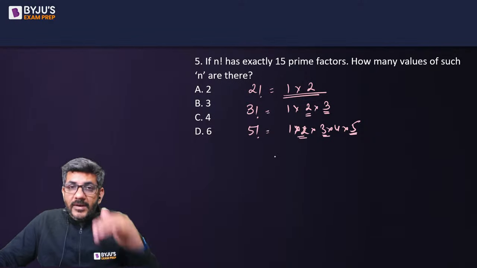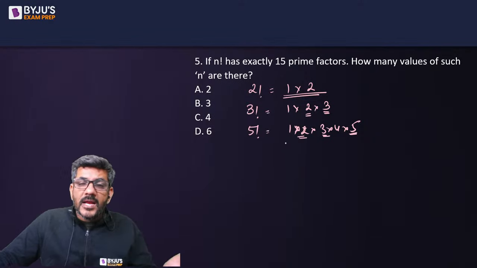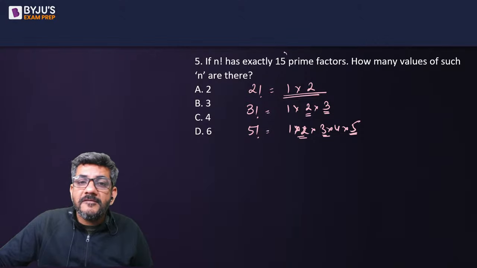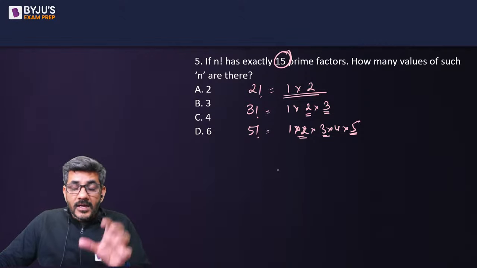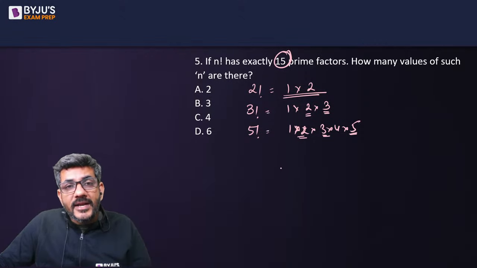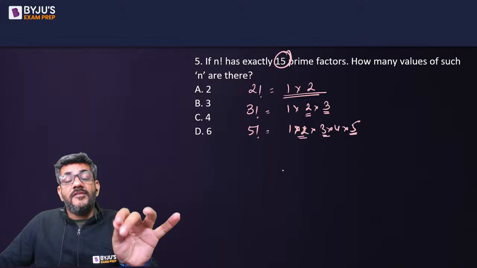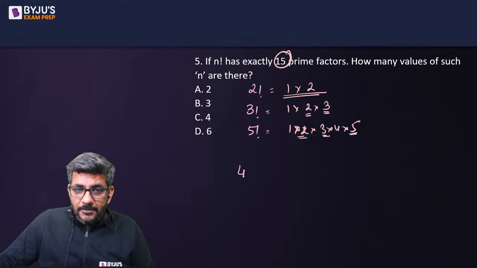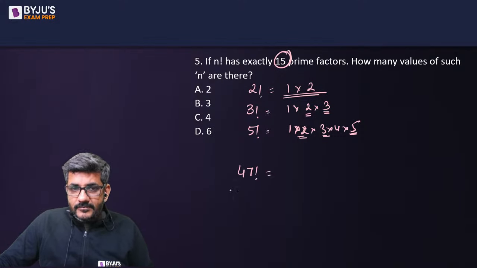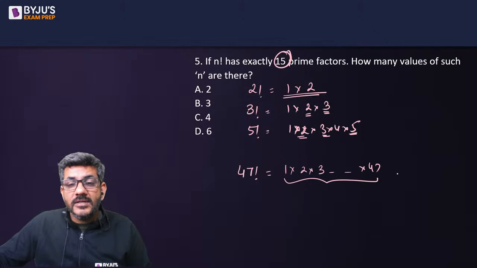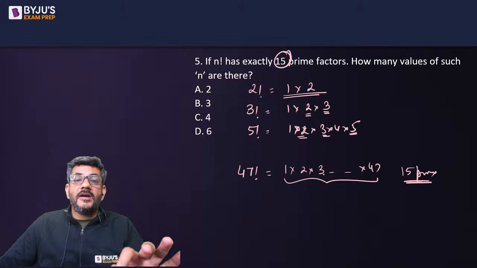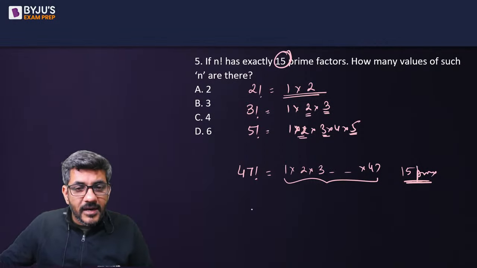So when the third prime comes, we have three prime factors. When the second prime comes, we have two prime factors. So when the 15th prime comes, we will be having 15 prime factors. Now till 100 we have 25 primes, but till 50 we have 15 primes. So the 15th prime is 47. 47 factorial would be the product of first 47 natural numbers, and out of these 47 numbers there are 15 prime numbers. 47 factorial is the first factorial having 15 prime factors.